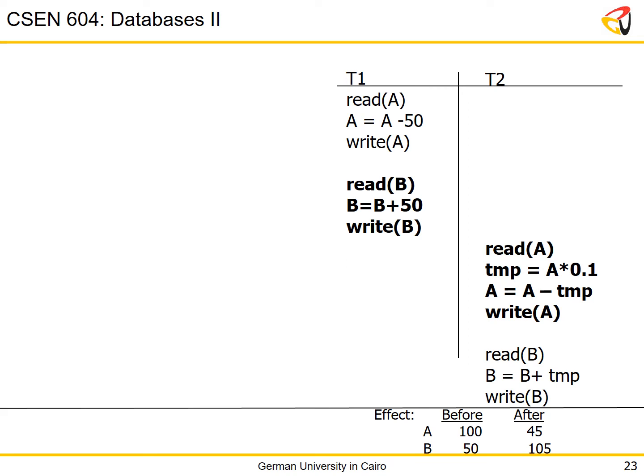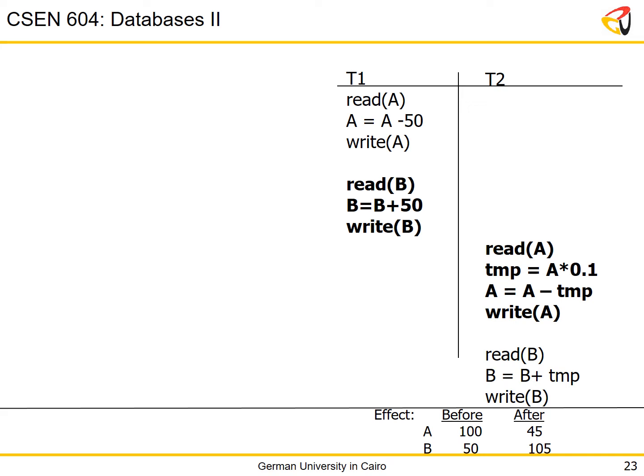So if you look at before and after scenarios that are displayed at the bottom of the screen, I start with A 100 and B 50. And if T1 runs first, according to the way things are displayed on the screen, it looks like T1 is going to run first. It's going to run completely. So I will take 50 from A, so it becomes, instead of 100, 50. And I'm going to add this 50 to B. So if B starts with 50, it becomes 100.